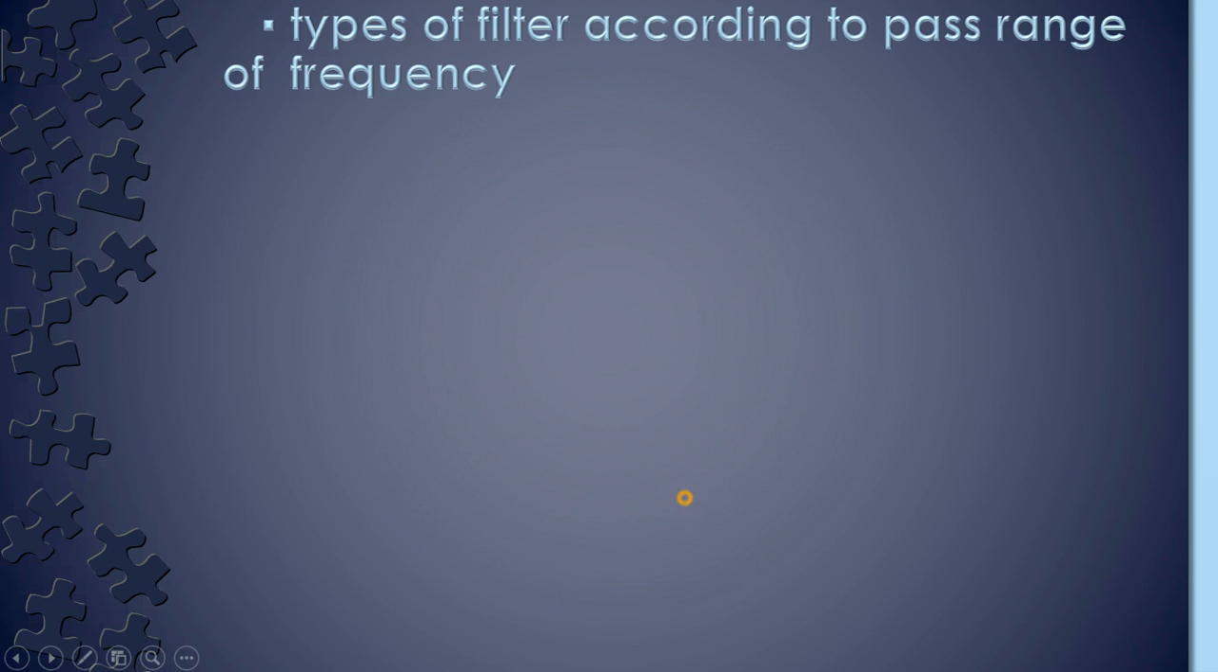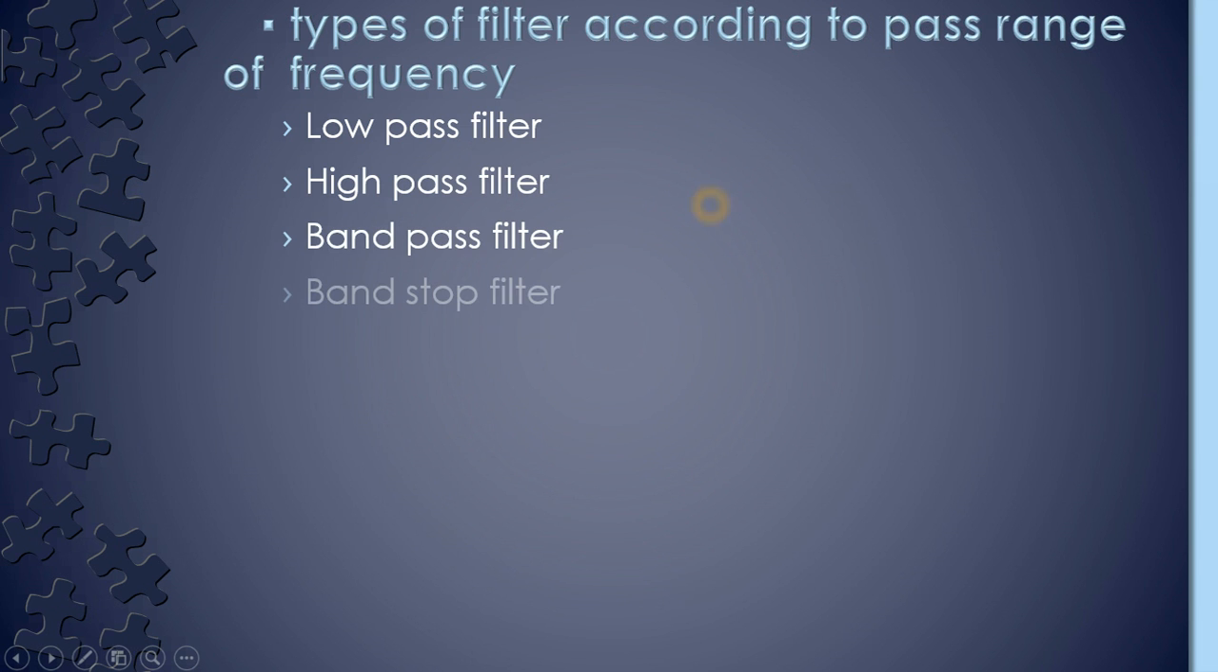Types of filter according to the pass range of frequency: low pass filter, high pass filter, band pass filter and band stop filter. These are the four types of filter according to the pass range of frequency. H(w) means output by input. This is the transfer function, the output of any circuit by its input, H(w).